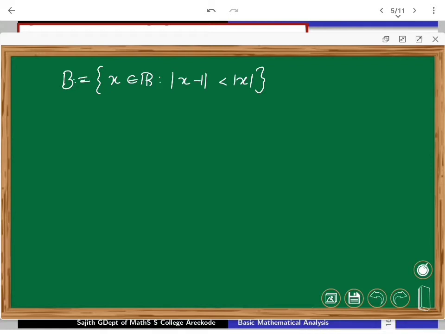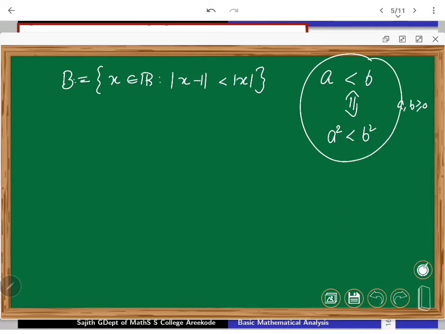But this problem can be done in a much easier way too, because we have already seen some facts related with A and B. If I am taking non-negative real numbers, for example, my A and B are non-negative real numbers, A less than B, or less than or equal to B, is also fundamentally the same as A square less than B square. This immediately solves this problem well.